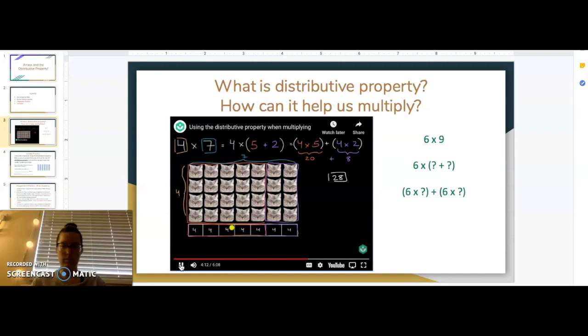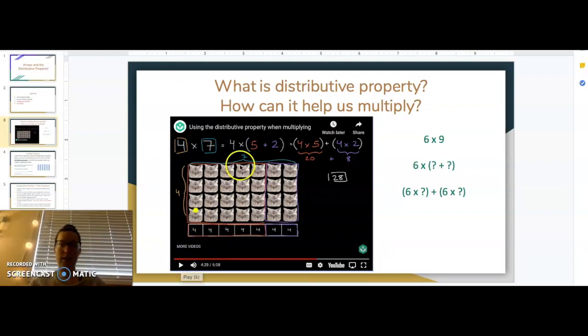So the big picture here is, even if you're not dealing with 4 times 7, even if you're not dealing with angry cats, and in most of our lives we actually try to avoid angry cats, there might be a way to break down the numbers that you're multiplying into ones that you might be more familiar with. I'll give you one more example.